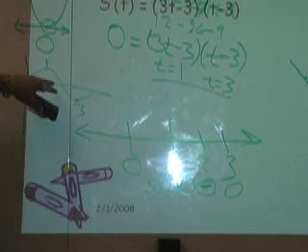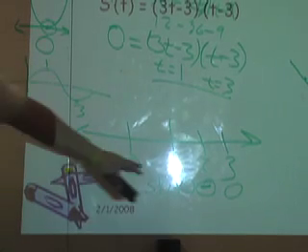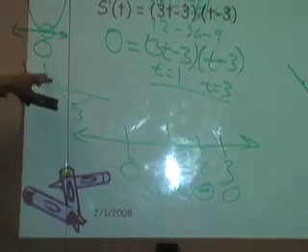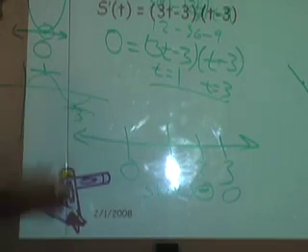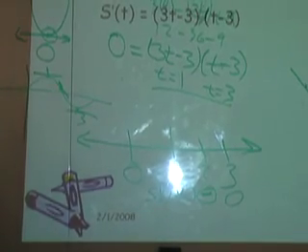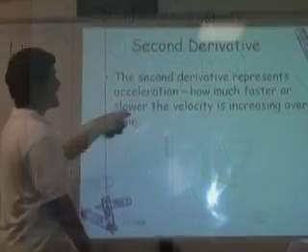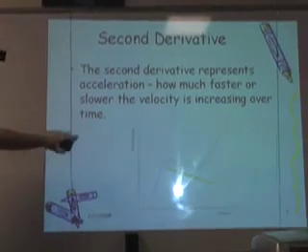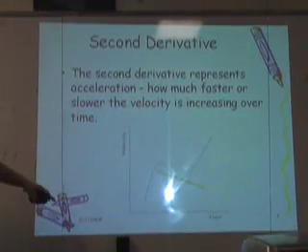This is more or less how the line would look. See how right here at 1, the critical point, the slope evens out, but right here it begins to start decreasing once more. Okay, so this is the second derivative, which basically represents how fast or slow the velocity is increasing over time.